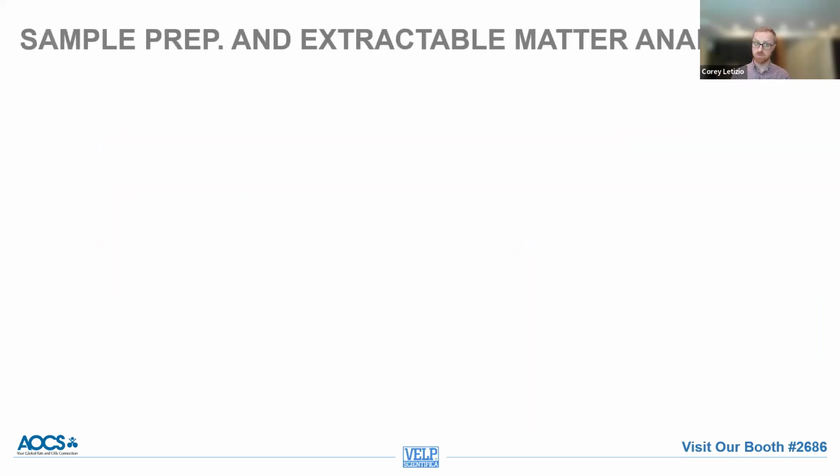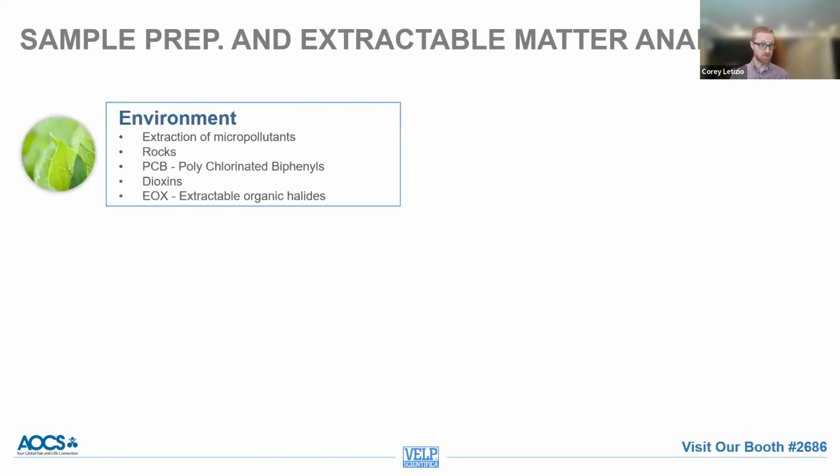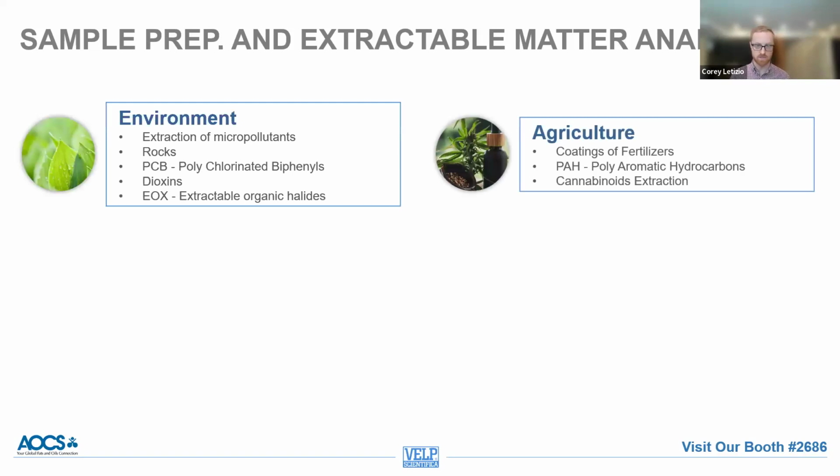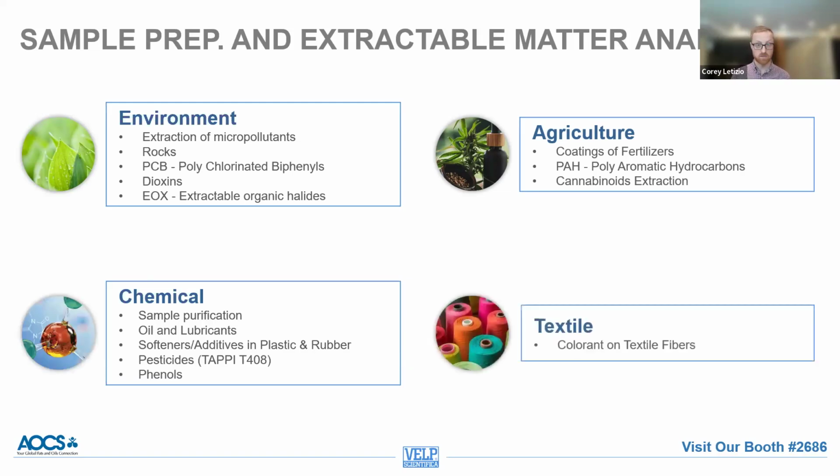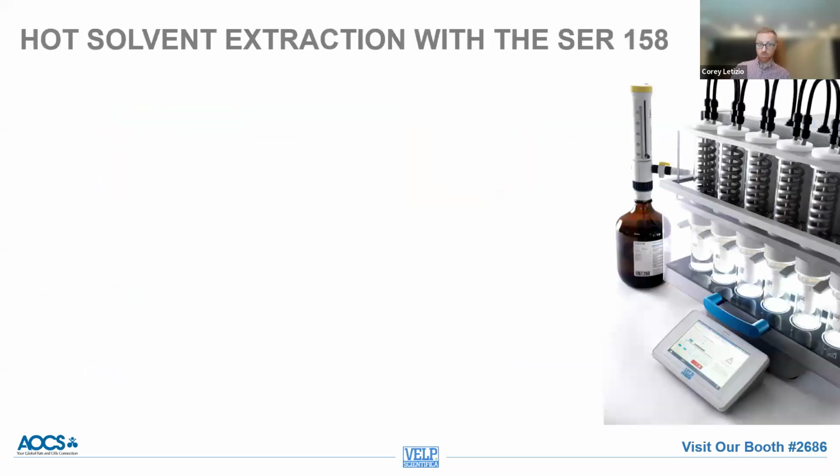Now, like I mentioned, this can also be used for sample prep and extractable matter analysis. So, if you're wanting this to extract an oil from a sample to then be further analyzed via GC, mass spec, things like that, this is also going to be something you can use. And again, these are some of the applications we already talked about, but micropollutants in rocks, coating of fertilizers, as well as cannabinoids extraction for further analysis, chemicals we've already talked about, as well as textiles, that colorant on textile fibers.